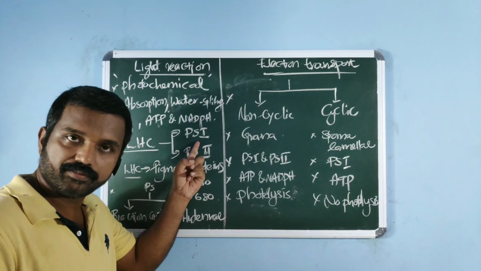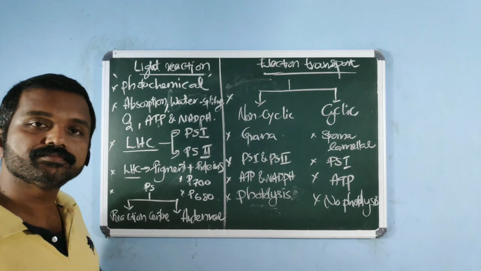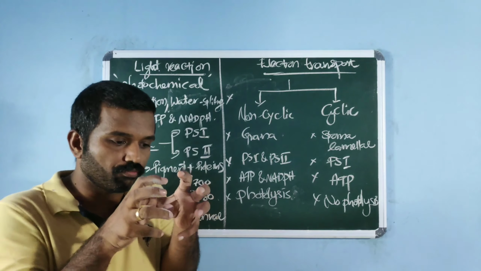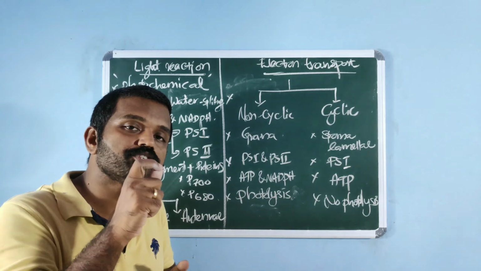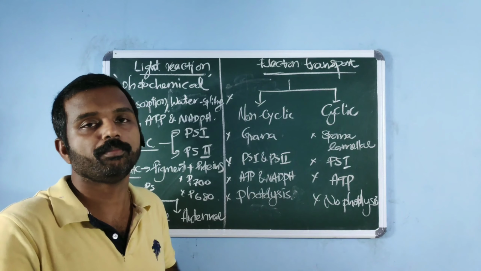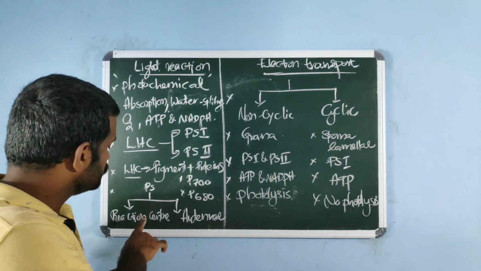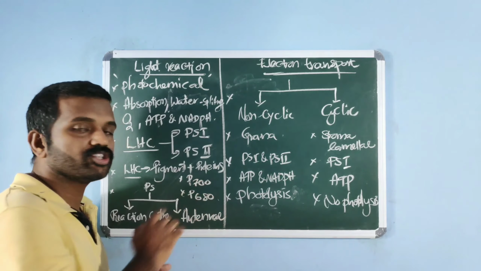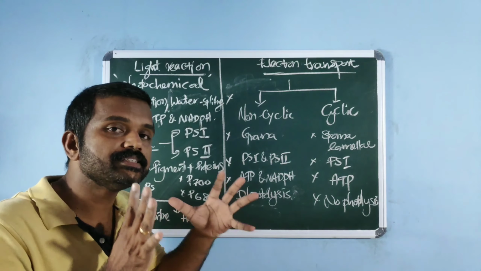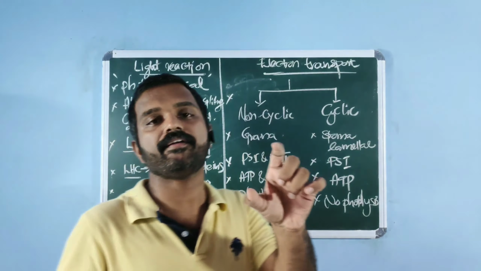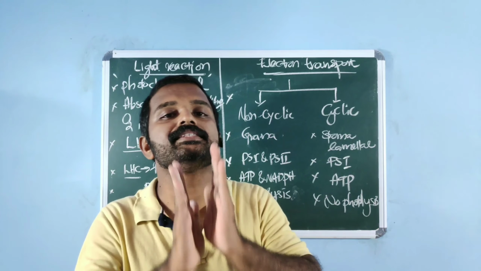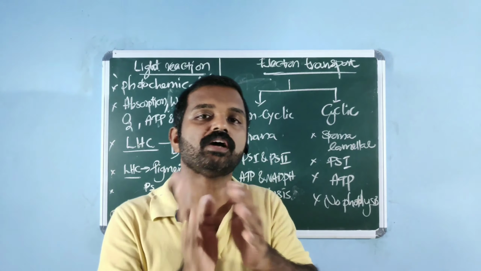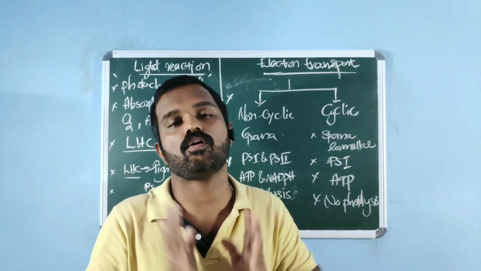In photosystem 1, the reaction center is known as P700. That is, the chlorophyll A molecule has an absorption peak at 700 nanometer. So that is the reaction center in PS1, photosystem 1. In PS2, it is P680, with absorption peak at 680 nanometer. So, P700 stands for photosystem 1, P680 stands for photosystem 2. Both of the photosystems have a reaction center and antenna complex.